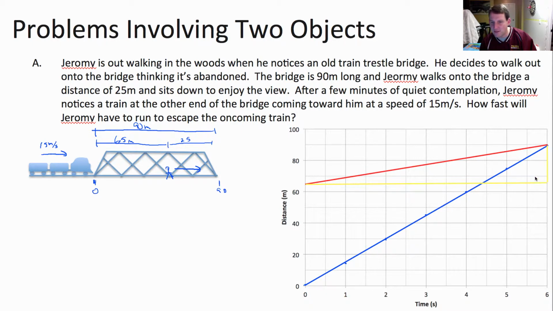And we can see here this is starting at 65 meters, and it's ending at 90 meters. So not surprisingly, he has to go a total of 25 meters, and that's going to require him to do that in 6 seconds. So to find Jeremy's speed, so the velocity sub j, I'm going to use j for Jeremy, is equal to 25 meters divided by 6 seconds.